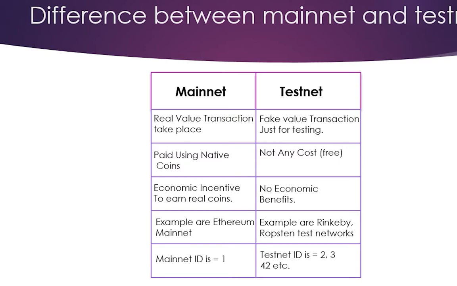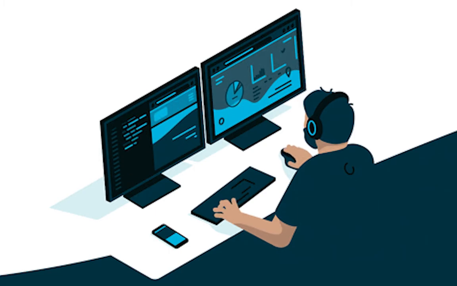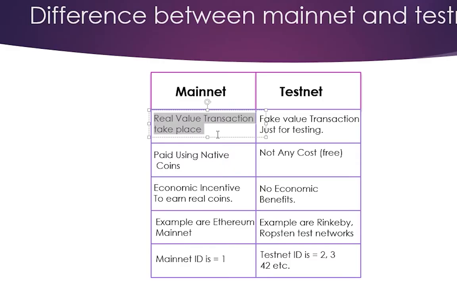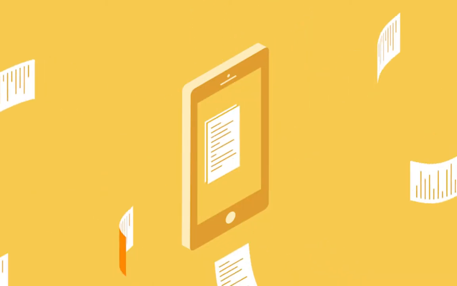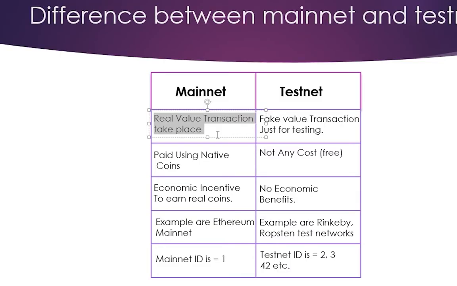We have this table in place: difference between mainnet and testnet. The first point for mainnet is that real value transactions take place. So what does it mean? I will tell you the full mechanism of how real value transactions take place in mainnet. A developer writes a smart contract in the Solidity language and then compiles it. Alright, so the developer will deploy it. There will be some methods in the smart contract, like sending coins, receiving coins, and some other methods for the transaction. Now, when this transaction takes place, a real value transaction will take place.